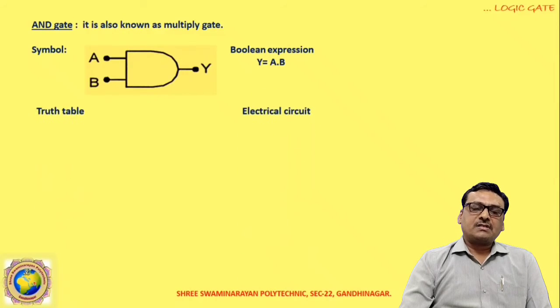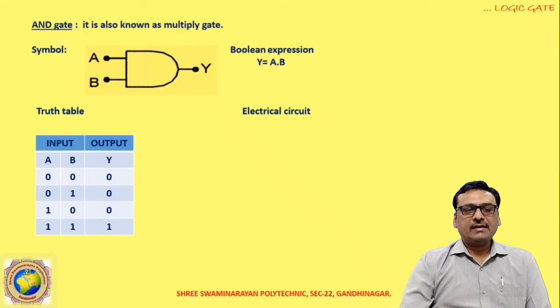In these chapters we are considering only up to two inputs, not more than two inputs. So here the inputs are A and B, and the output is Y. Its Boolean expression for an AND gate is Y equals A dot B. Its truth table, with two inputs A and B, has 4 possibilities: 0 0, 0 1, 1 0 and 1 1.